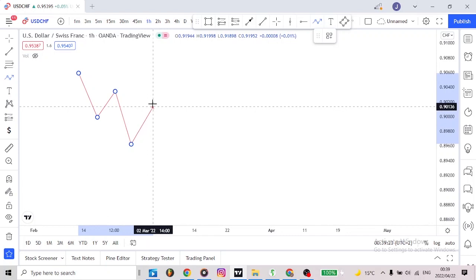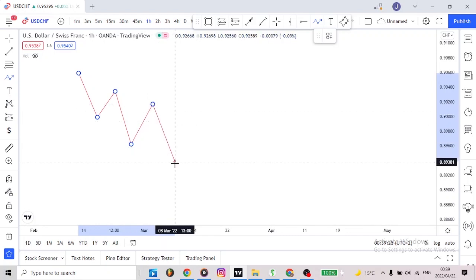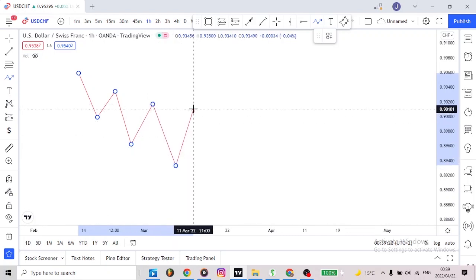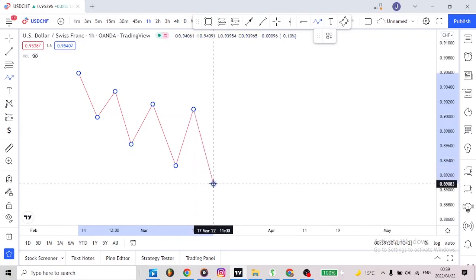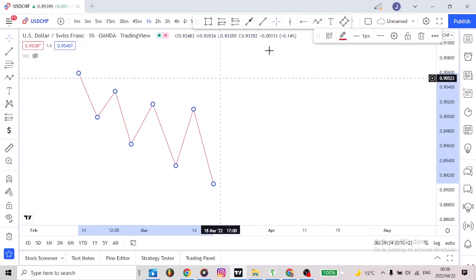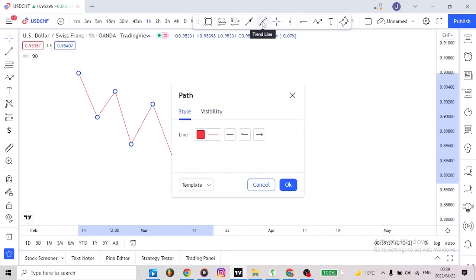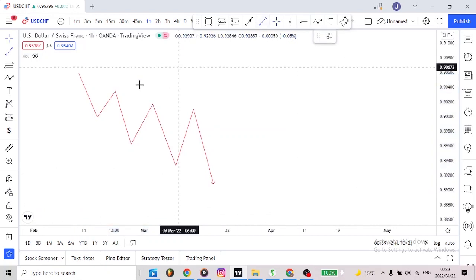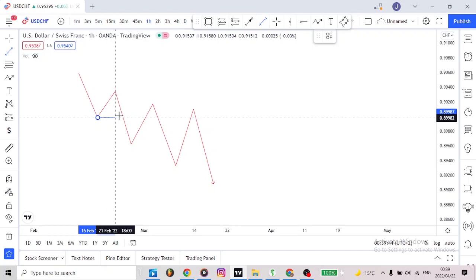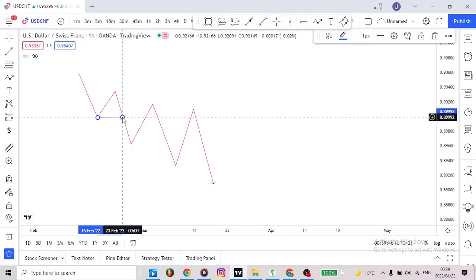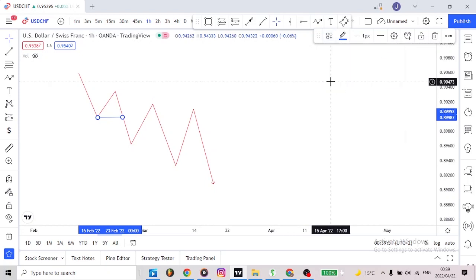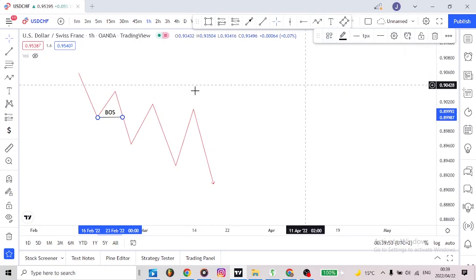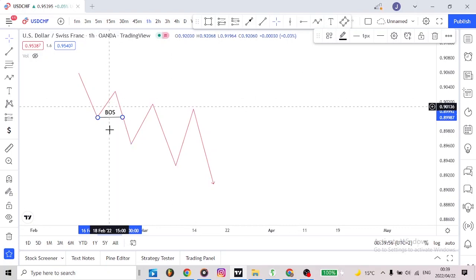Where do we spot our break of structure in a downtrend? If we are in a downtrend, our break of structure is usually a sign that the trend is continuing. So it's a trend continuation signal. This will be labeled as our break of structure. So it's a signal of trend continuation.